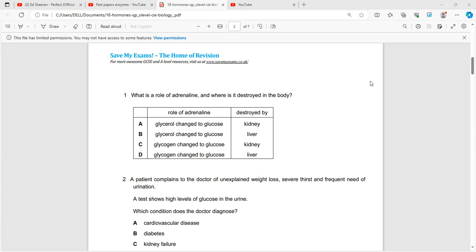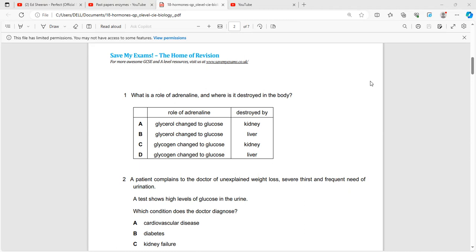And insulin tends to do the exact opposite. Insulin tends to convert glucose into glycogen, and glycogen is then stored in the liver. You need to know that the deficiency of insulin results in a condition called diabetes mellitus. And there are two types of diabetes mellitus: type 1 and type 2.